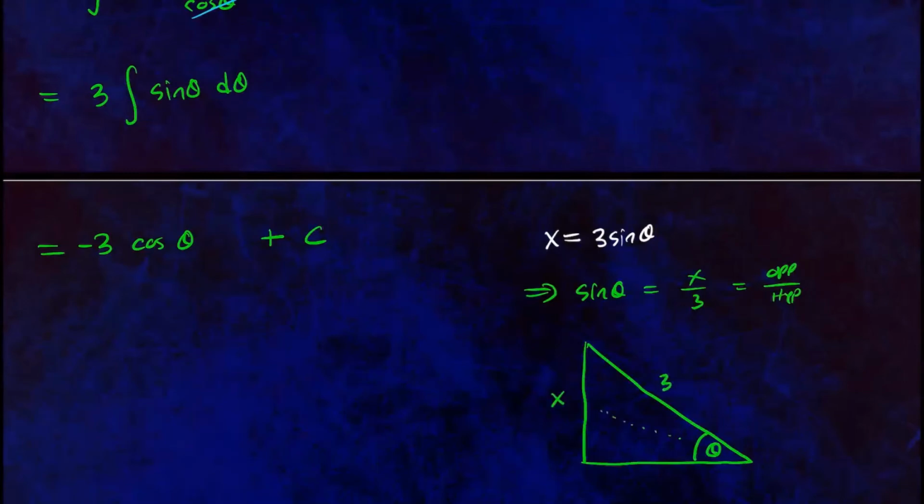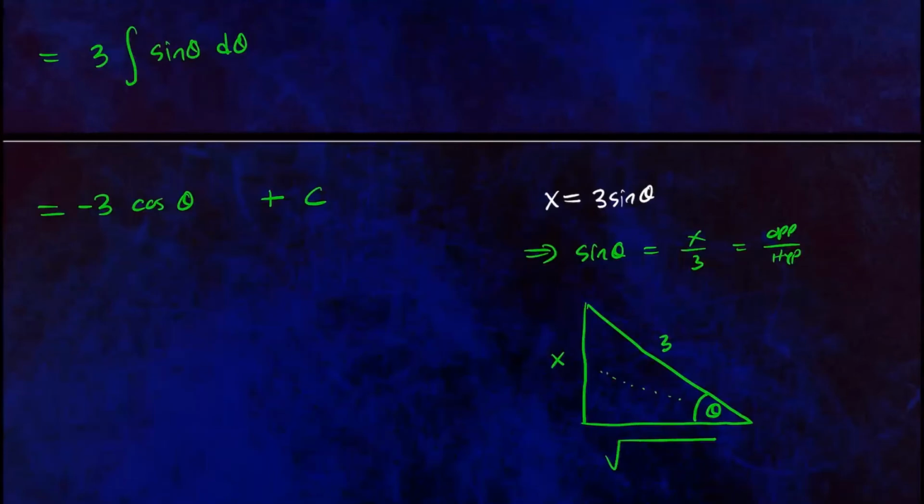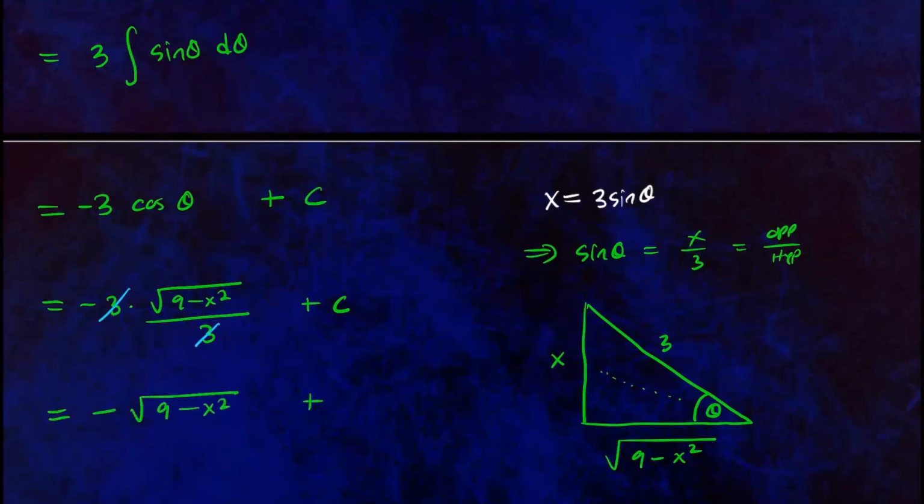So this is the hypotenuse. That means this side, using the Pythagorean theorem, will be the square root of the hypotenuse squared minus the other leg squared. So that's the square root of 9 minus x squared. And now we can read off what the cosine ratio is from the triangle. Cosine is adjacent over hypotenuse. So this is negative 3 times adjacent. That will be the square root of 9 minus x squared over the hypotenuse 3, plus c. And again, we can simplify our answer by canceling out the 3's. So you have negative the square root of 9 minus x squared plus c.